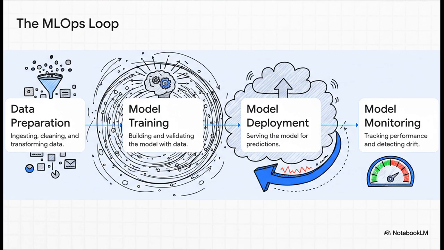You start with preparing your data, right? Then you train the model. Then you deploy it so it can start making predictions. But, and this is the most important part, you then monitor it constantly. The moment that monitoring system flags that performance is slipping or the data has drifted, it automatically kicks off the whole process again. The pipeline retrains the model on fresh data and pushes out the new, improved version. It's this cycle that keeps the AI sharp and relevant.